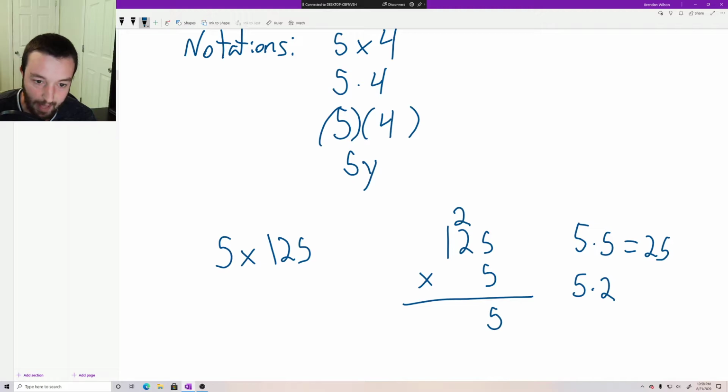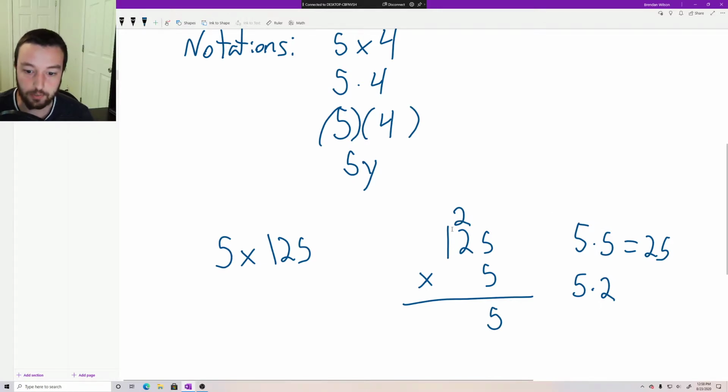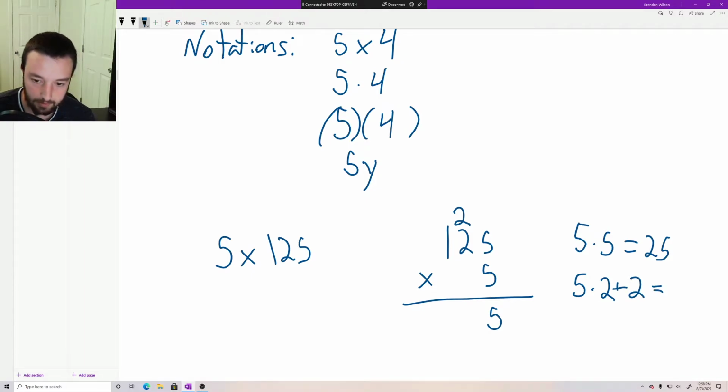After we do that, we're going to add the other part of it. We're going to add that 2 in. So we're not going to multiply it, actually. We're going to add. Okay. So 5 times 2 is 10. 10 plus 2 is 12. Okay. And then same thing. We're going to leave that last digit here and then carry the next one over.